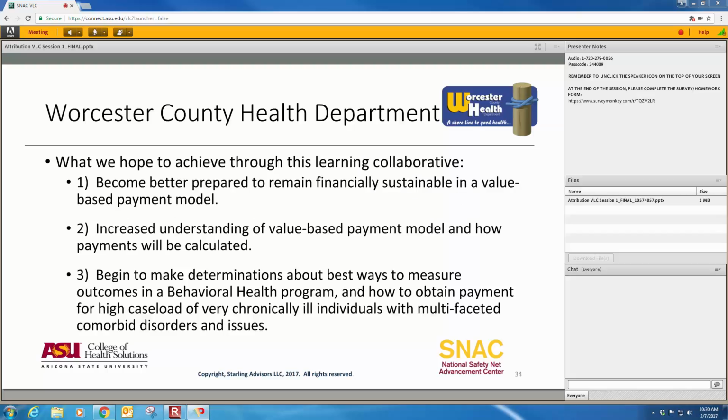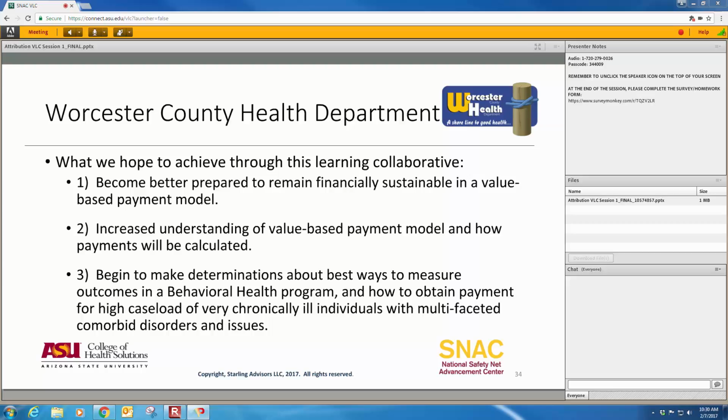This is what we're looking for. We're really looking towards a value-based payment model, and we want to make sure that we are as prepared as possible for that. The majority of our services are fee-for-service, so we want to make sure we're able to remain financially sustainable in that world. We want to understand the value-based payment model and how the payments will be calculated. We're not really sure what to expect. We've been involved with meaningful use and PQRS measures the last couple of years, and we're wondering how that's going to intersect and play out.